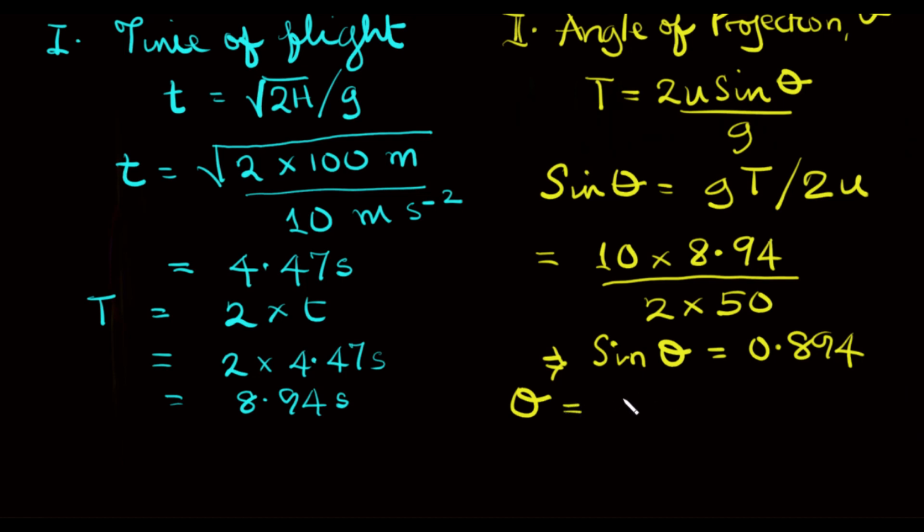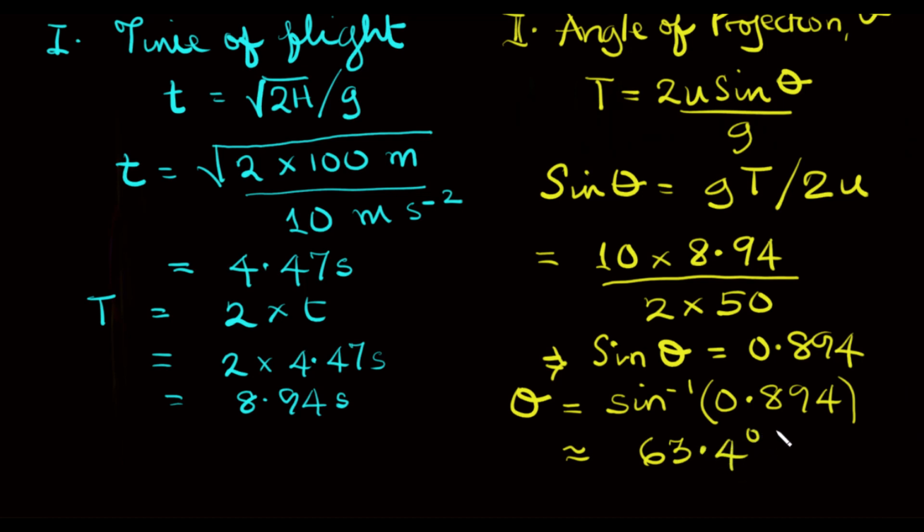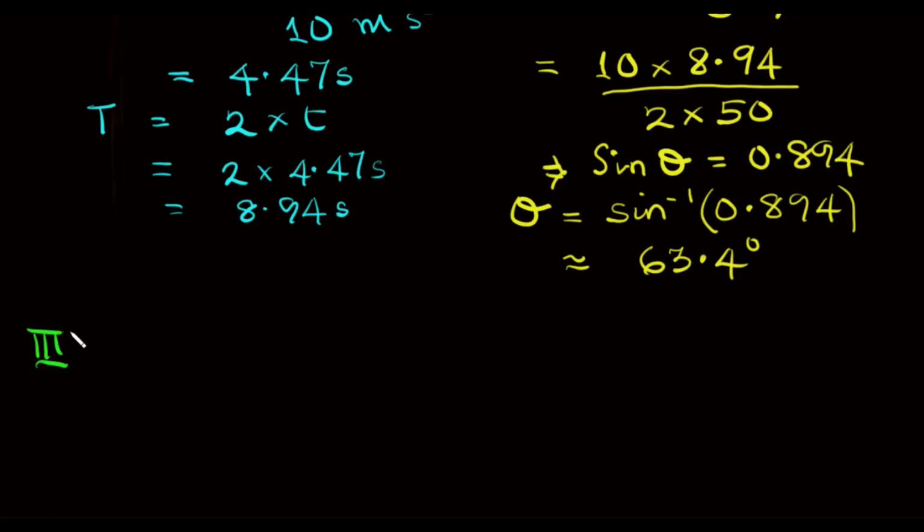So to now find theta, we'll take the sine inverse of both sides. The sine inverse of 0.894 gives us approximately 63.4 degrees. So the required angle of projection is 63.4 degrees. Find the range covered.